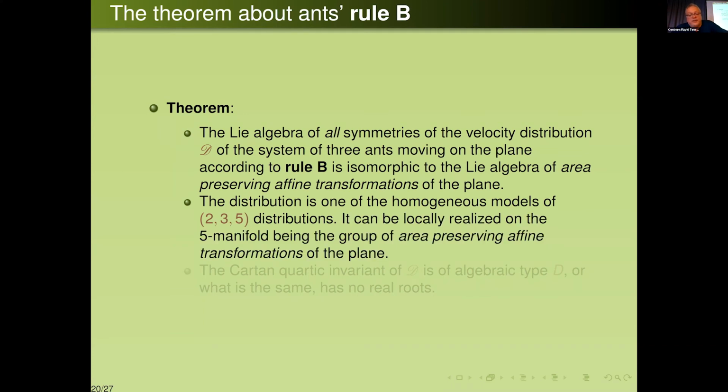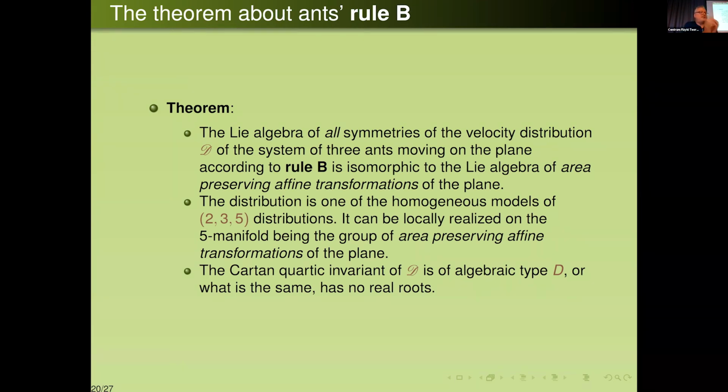Okay. So anyhow, that's what I'm saying. This distribution is one of the homogeneous models of 2-3-5 distributions. It can be locally realized on the 5-manifold being the group of area preserving affine transformations of the plane, and the Cartan quartic invariant of this distribution is of algebraic type D. Once you realize that the subalgebra of symmetries is precisely this affine algebra, then that's what I was doing.